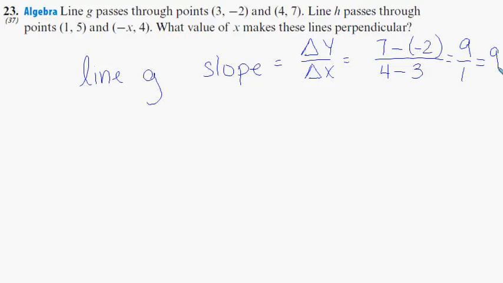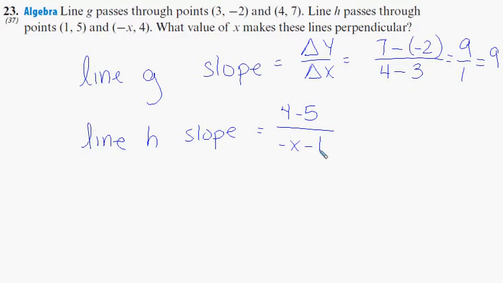Okay? Now, we know that line H, well, we don't know what the slope of line H is, do we? We know that it has to equal 4 minus 5, right? 4 minus 5, and we also know that it has to equal negative x minus 1. But how do we solve for x?